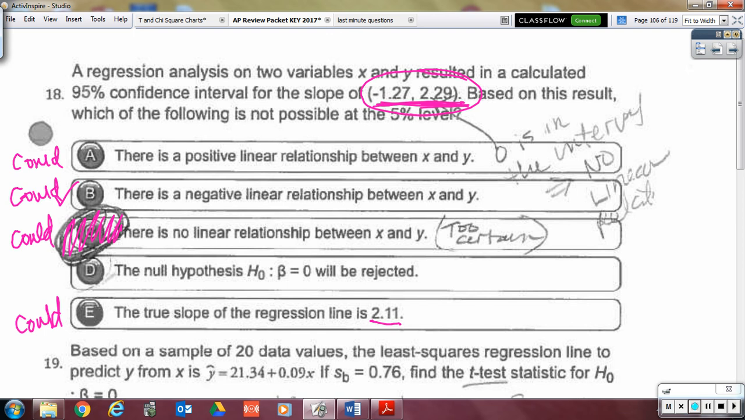Could you reject beta equals 0? What would you do with this interval? 0's in there, so 0 could happen. So you know what you would do? You would fail to reject. Since you fail to reject, this one is a no-go. You would not reject it. You should fail to reject it.